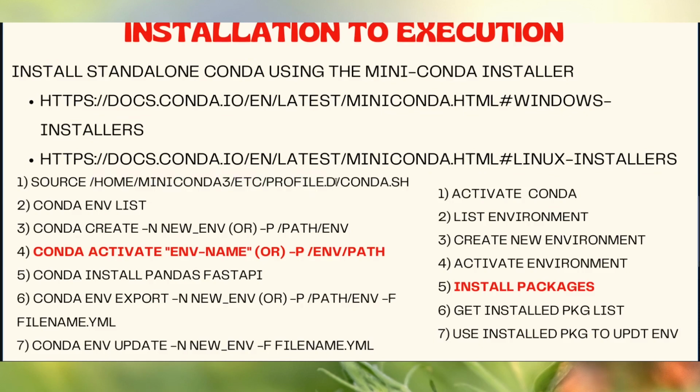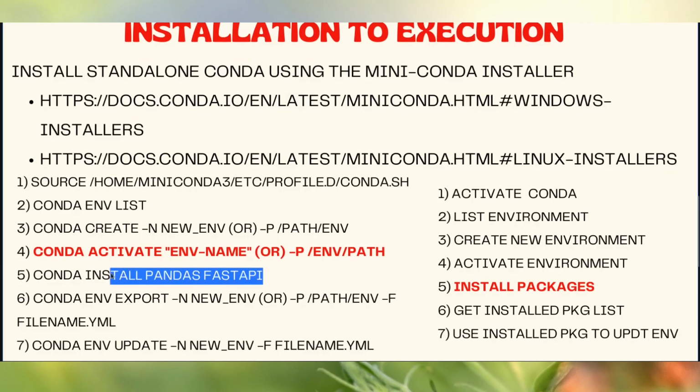And in order for you to start working with Conda, you need to first of all activate it. So to activate Conda, you need to use this command, source conda.sh. Once you do that, then you can use all the Conda commands. Like conda env list will list the various environments that are already available. You can use conda create with the -n switch to create a new environment, or if you want to create a new environment in a particular path, then you can use the -p switch. You can use conda activate with the environment name to activate the environment. Then you can use conda install.